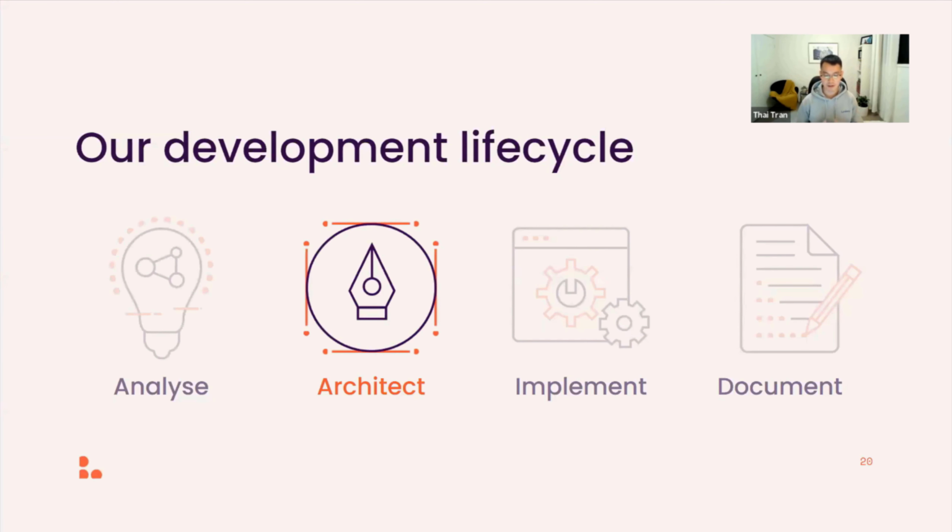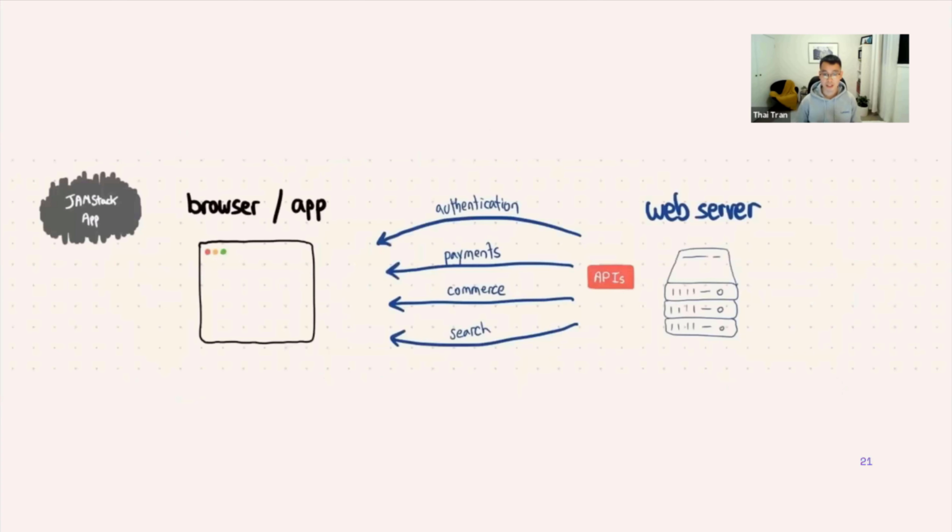So we're going to start our development lifecycle with 4 steps: analyze, architect, implement, and document. So let's say we finished analyzing our requirements. Now we can move to the second step, which is architecting our solution. We decide to build our application using Jamstack architecture, so our backend developers will need to build a REST API for the front-end application to render. So the API needs to handle different services, including authentication, payments, commerce, or search. And this is why we need to build an API.